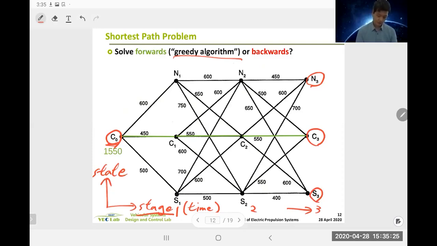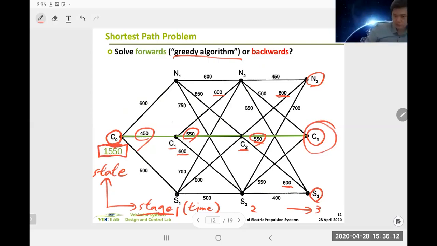So, for example, starting from C0, you just choose the minimum cost, 450, and now you are in C1. And now you have 600, 550, and 600. So you select this one, and now you go to C2. Now you have 600, 550, and 600. So you select this one again, and now you end up with C3 with a total cost of 1,550.